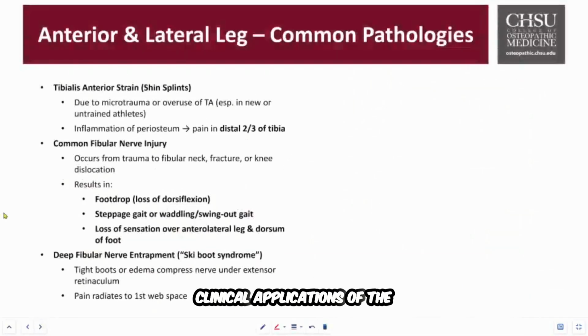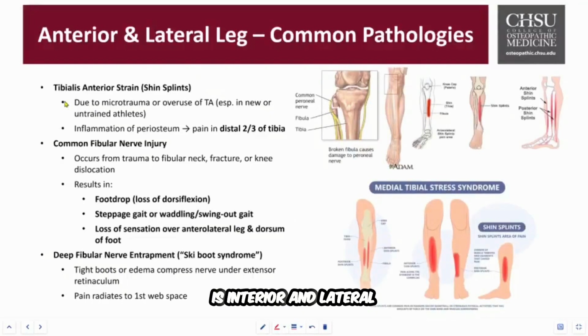Let's take a look at some of the clinical applications of the anterior and lateral leg common pathologies. Common pathologies include tibialis anterior strains, often seen in novice runners as shin splints. This causes pain in the distal tibia, and this can happen either on the anterior or tibial side, or posterior side. Another one is a common fibular nerve injury.